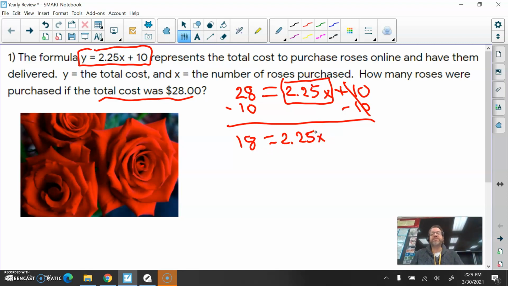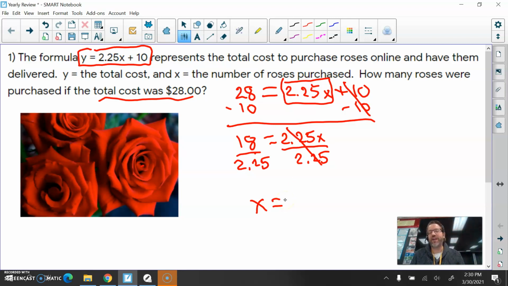Really, all I've done here is I have removed the $10 delivery fee. And by removing that $10 delivery fee, I find out that 28 minus 10, that means the roses are actually $18. Okay? So if they are $2.25 each, well, you're multiplying by what to get $18? And so I can undo this by dividing by 2.25. Divide by 2.25. That cancels out, and now we know what x equals. Whatever 18 divided by 2.25 is.